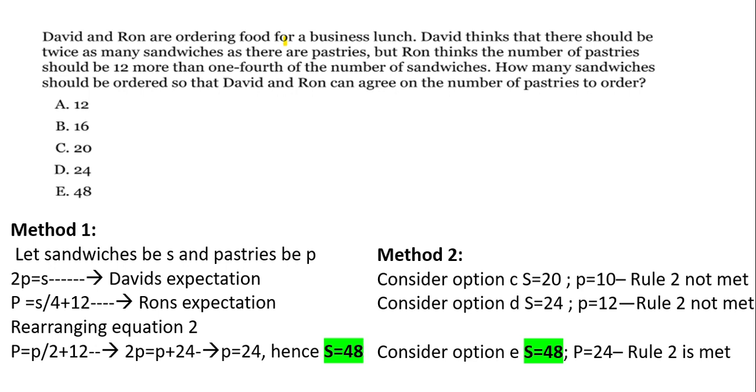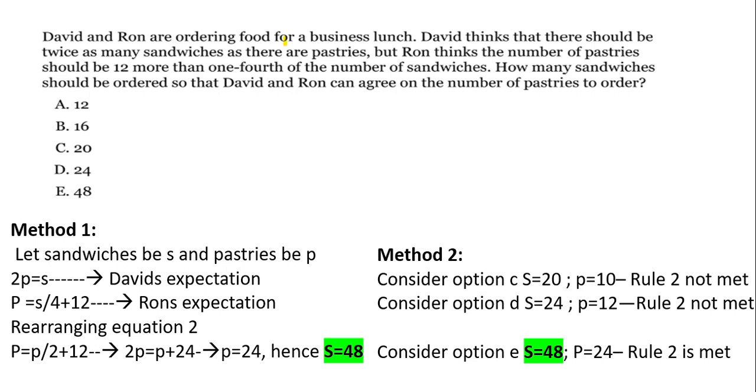Second, let's take another option, 24. We know that 1 by 4th of 24 is 6, and the pastries in this case would be half of 24, which is 12. So 1 by 4th of sandwiches is 6. Are the 12 pastries 12 more than 6? No, it is actually only 6 more than that. So even in this condition, rule 2 is not met, or Ron's expectation is not met.